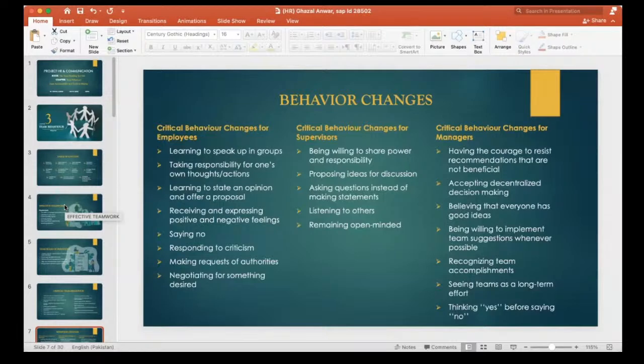You should have the courage to resist recommendations that are not beneficial, accept decentralized decision making, believing that everyone has good ideas. It's not like if you are a manager, you are the only one who will present good ideas. The other team members can also. Being willing to implement team suggestions whenever possible, recognizing team accomplishments, seeing teams as a long-term effort, thinking yes before saying no.